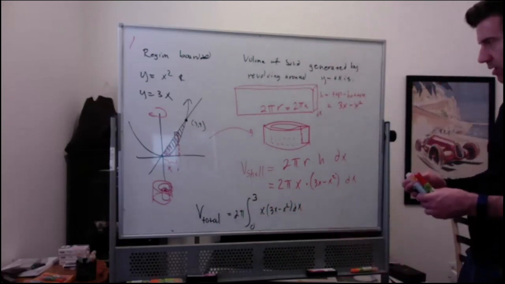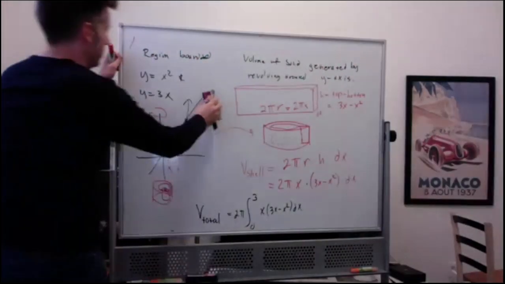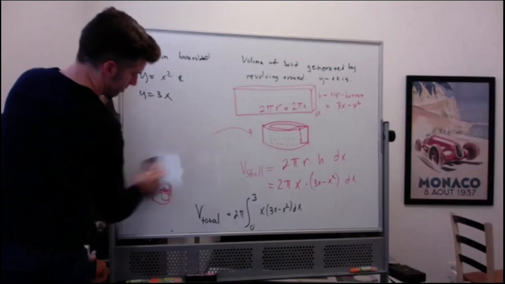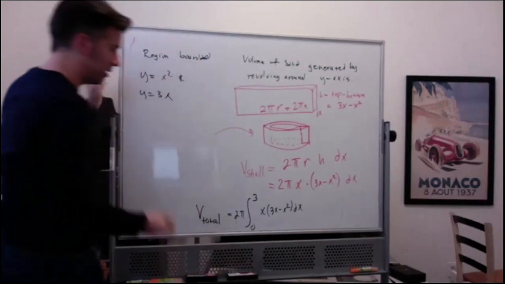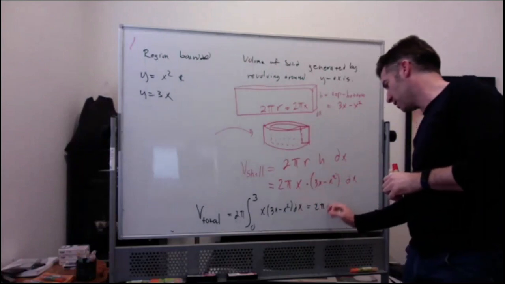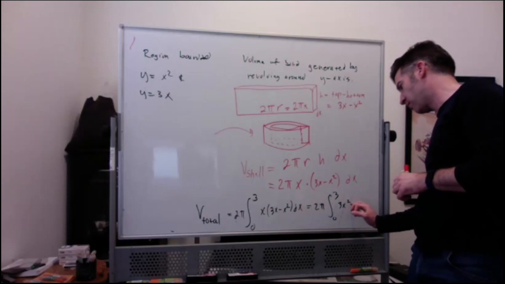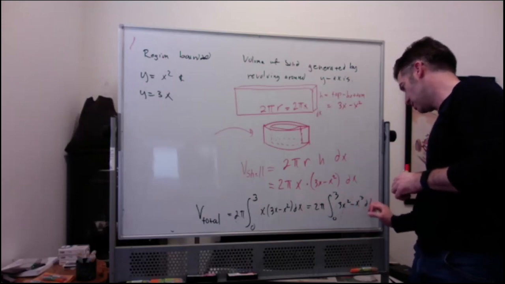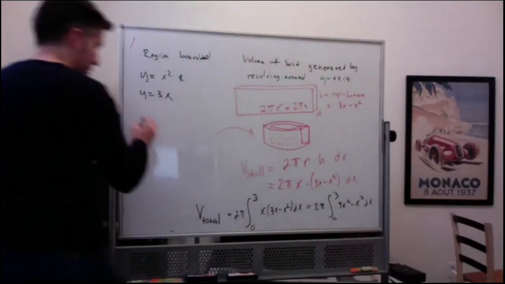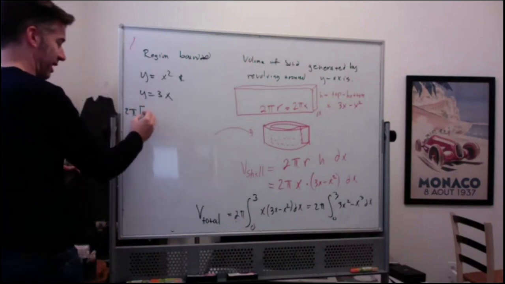Which probably run out of room. Sure, I can erase this picture. I'll draw it again on the other side. So that's going to end up being 2 pi times the integral from 0 to 3 of 3x squared minus x cubed dx. We integrate, we get 2 pi times the integral of 3x squared, which is just x cubed.